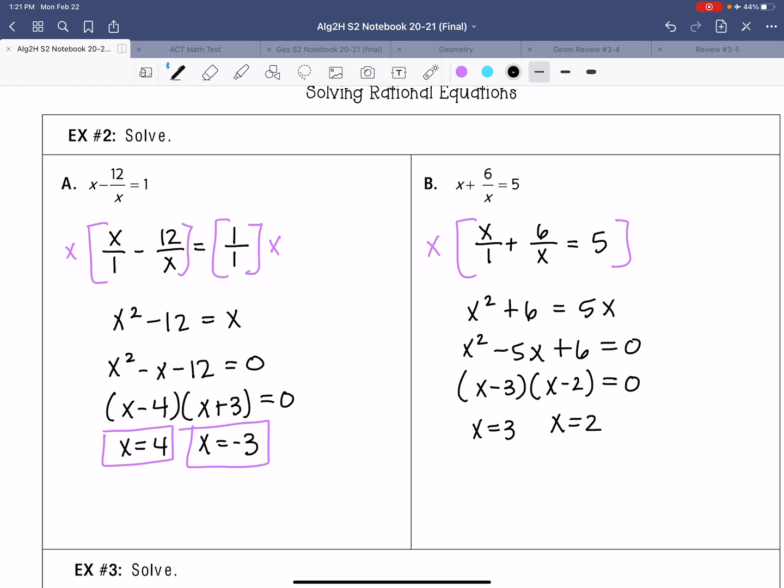So again, similar situation here. The only thing x can't be is 0. These aren't 0, so they should work. We can confirm, though, if we did 3. So this would give me 3 plus 6 divided by 3 is 2, so 3 plus 2 is 5. And then if we did 2, we would get 2 plus 6 divided by 2 is 3, so 2 plus 3 equals 5. They both work. So they are both solutions to this problem.